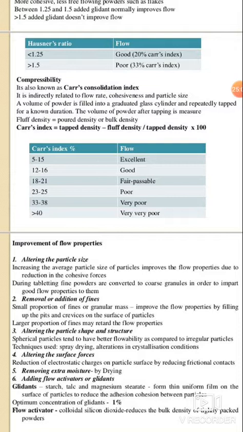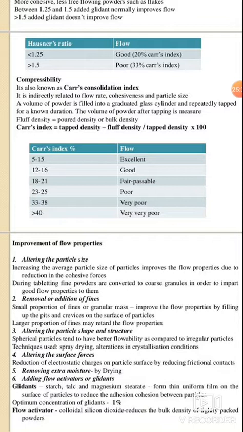Next is altering the particle shape and structure. As said previously, irregular particle shape affects the flowability of powders. So try to take spherical particles; irregularly shaped particles can be converted into spherical particles by any process, instrument or apparatus.